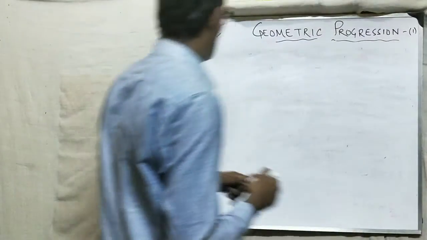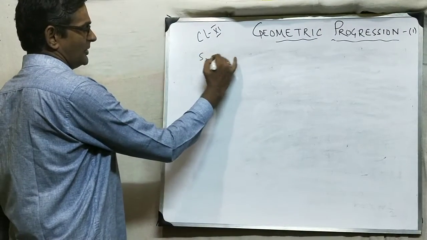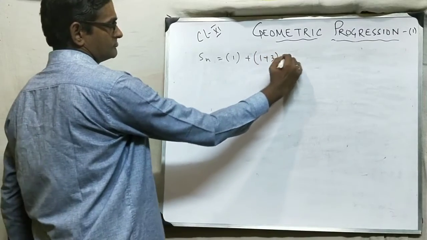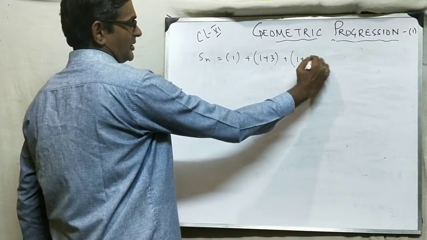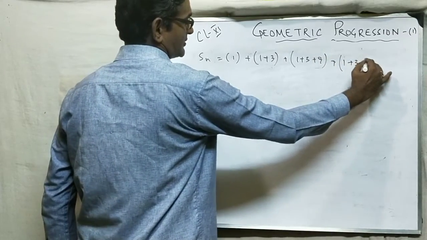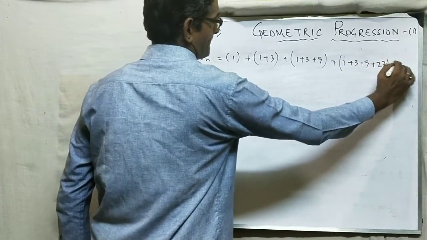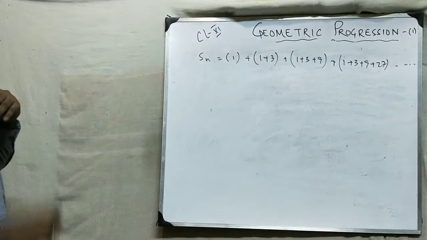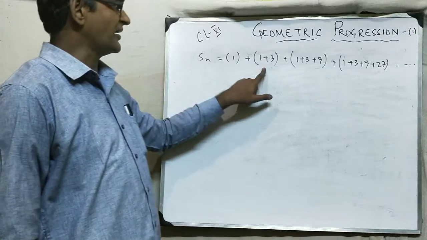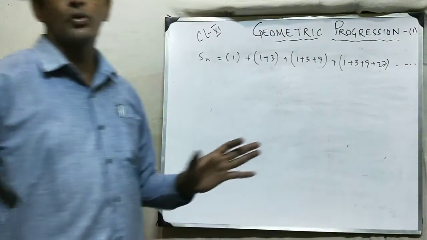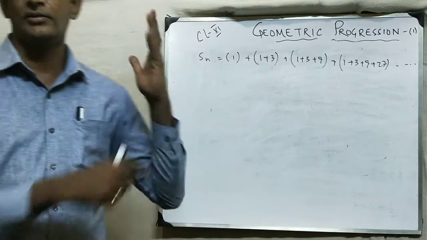A series is given: 1 plus 3, 1 plus 3 plus 9, 1 plus 3 plus 9 plus 27. Okay, so you have to find the sum of these n groups. First group, second group, third group, fourth group. Similarly, there will be n groups. So what will be the sum of all the n groups?